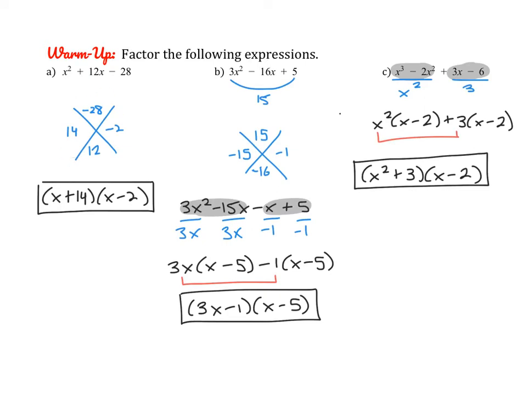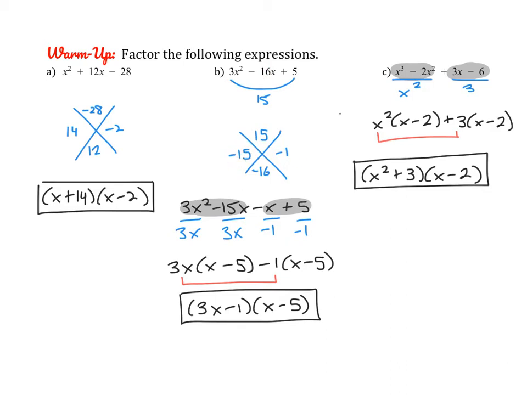Part A, you can factor using magic x, so you get x plus 14 times x minus 2. For part B, you need to use that grouping method because our A value is greater than 1. So you multiply A and C to get 15, and then you ask yourself what multiplies to make 15 and adds to make negative 16. So we get negative 15 and 1.